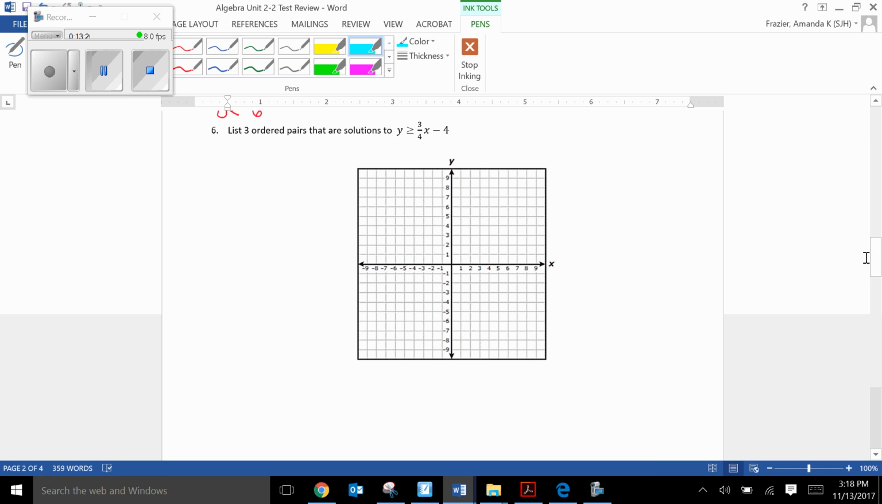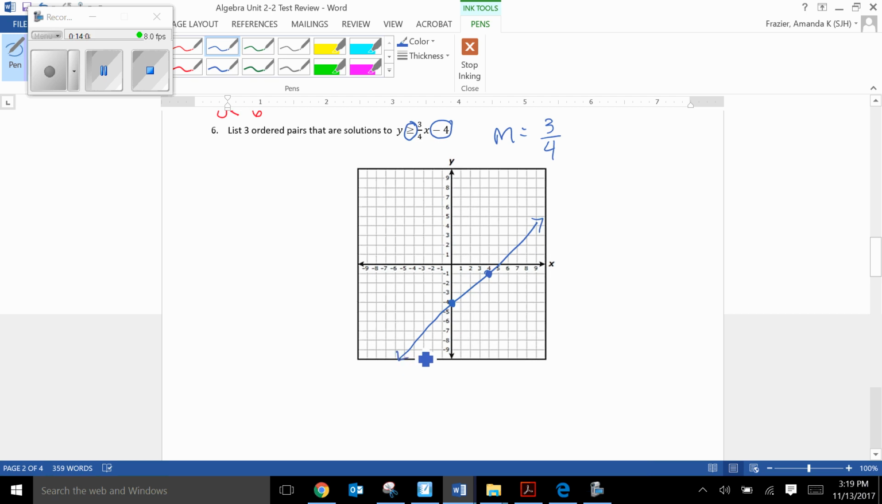Okay, so let's list 3 ordered pairs that are solutions to y is greater than or equal to 3/4 x minus 4. Okay, so remember, in inequalities, we have more than one solution. Y is greater than or equal to 3/4 x minus 4. I know my y-intercept is negative 4. I know my slope is 3/4, so I'm going to go up 3 and over 4. I know that it's greater than or equal to, so I'm going to have a solid line.